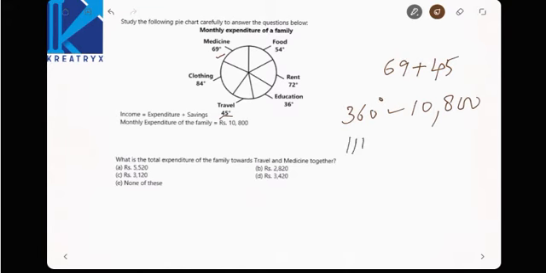Now what is the value of 114 degrees? 114 into 30, I am really sorry, 30, will be how much? 3420. That is the answer.